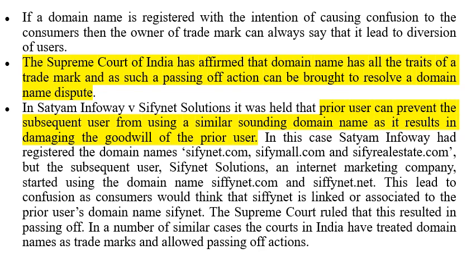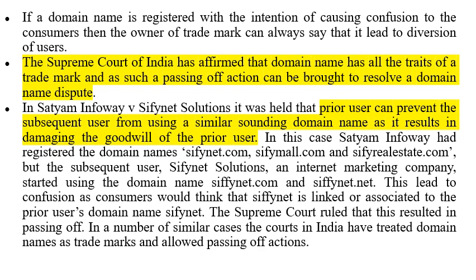If a domain name is registered with the intention of causing confusion to the consumers, then the owner of the trademark can always say that it leads to diversion of users. The Supreme Court of India has affirmed that a domain name has all the traits of a trademark, and as such, a passing off action can be brought to resolve a domain name dispute.